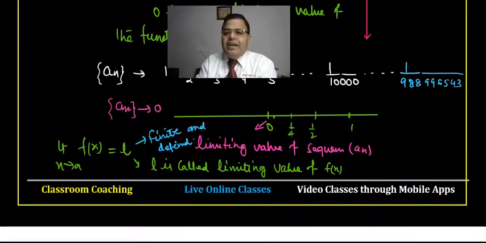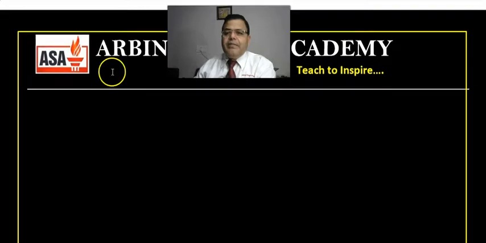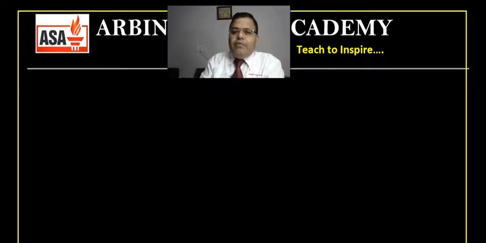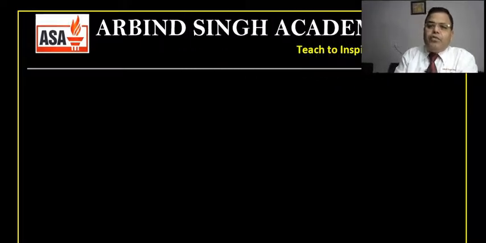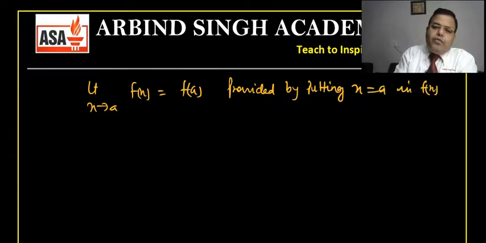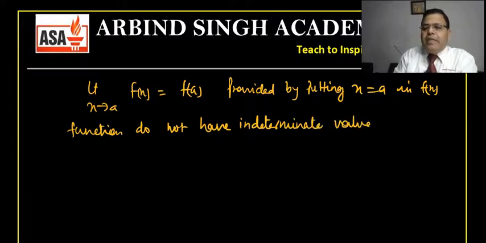It must be determinate, it can't be indeterminate. What is the meaning of indeterminate? Suppose x tends to a, then we will put the value of x, because x is very close to a, so the limit as x tends to a of f(x) is equal to f(a), provided that by putting x equal to a in f(x), the function does not have an indeterminate value. What is that indeterminate value?